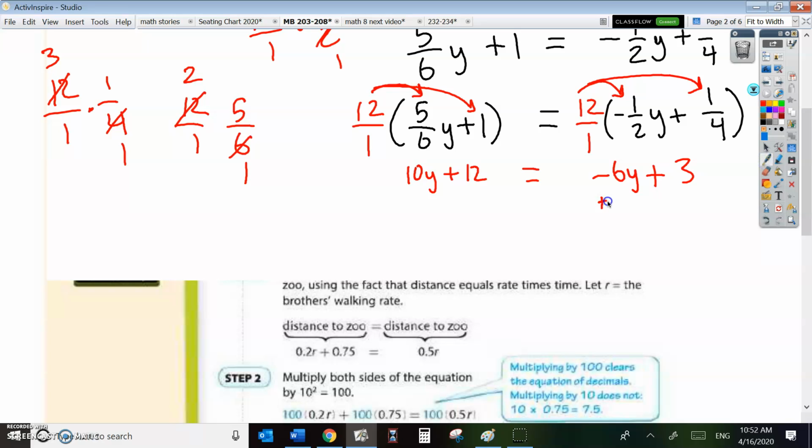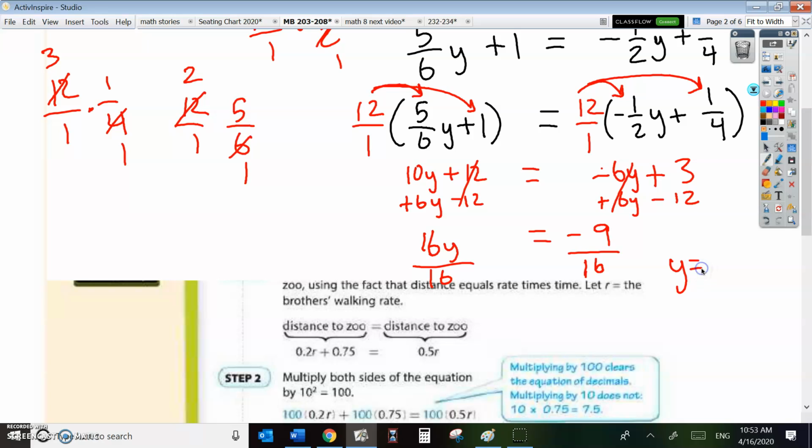So let's add 6y to both sides. Let's subtract 12 from both sides. These drop and these drop. 16y equals negative 9, it looks like. Divide by 16, divide by 16. Y equals negative 9 over 16.